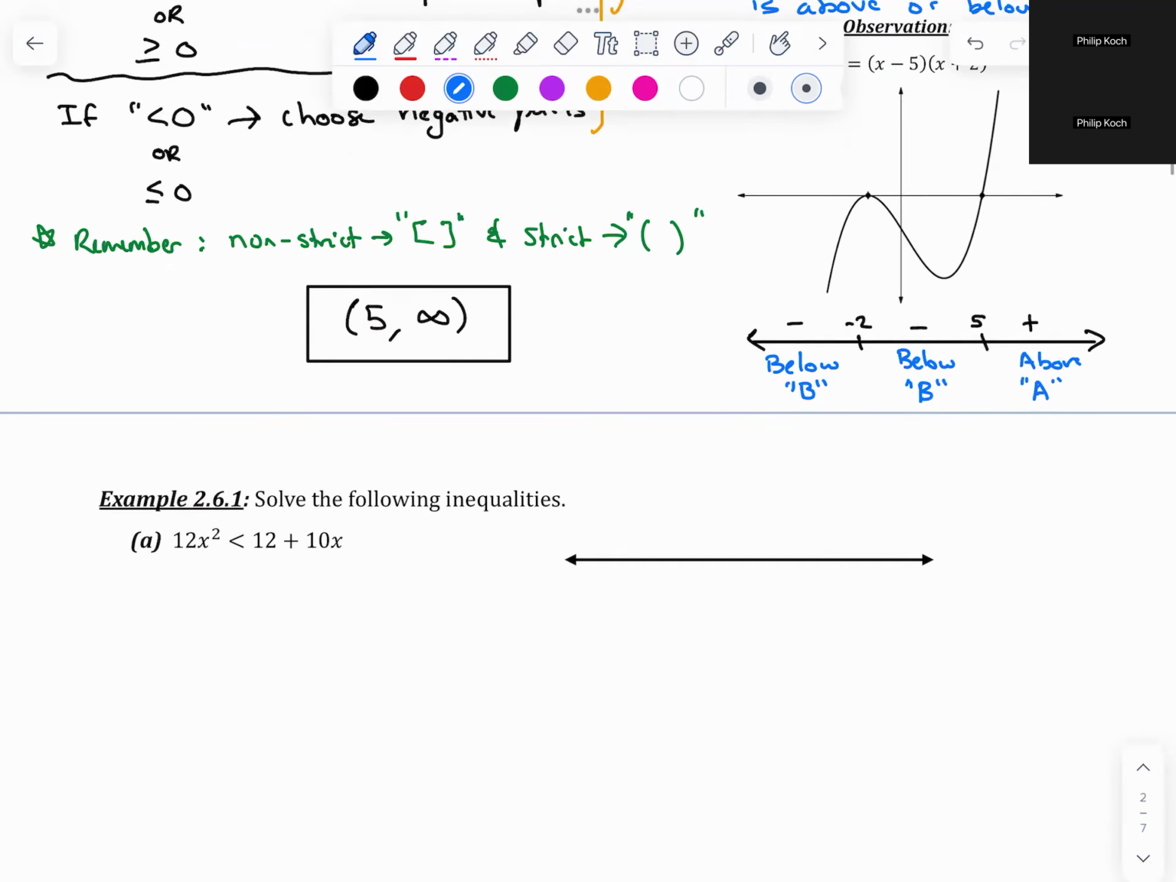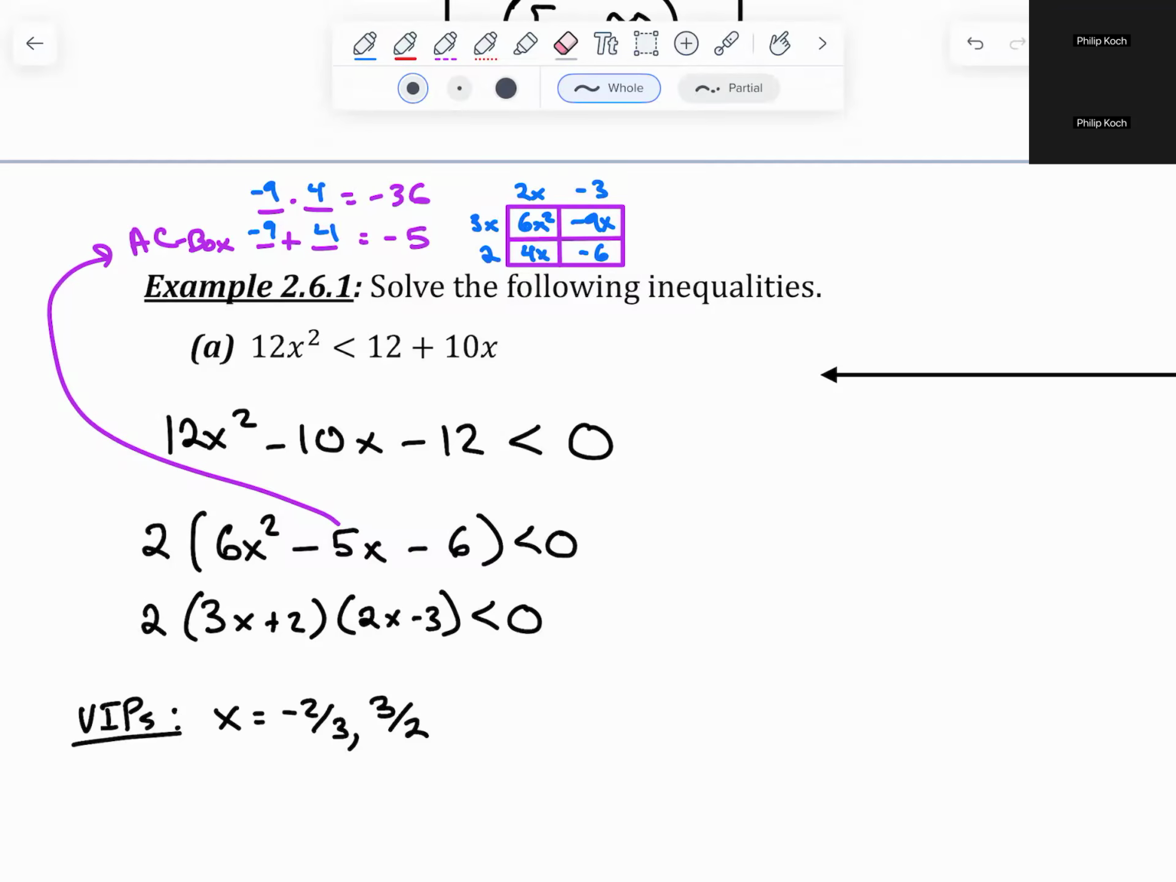So let's look at this again. Let's do another one. This one: 12x squared is strictly less than 12 plus 10x. It's not in the proper format yet because not everything is on one side. So I want you to bring everything to one side, factor it, and find your VIPs. People watching the recording, you should do that too. Very carefully. Okay, so you should get the VIPs negative 2/3 and 3/2.